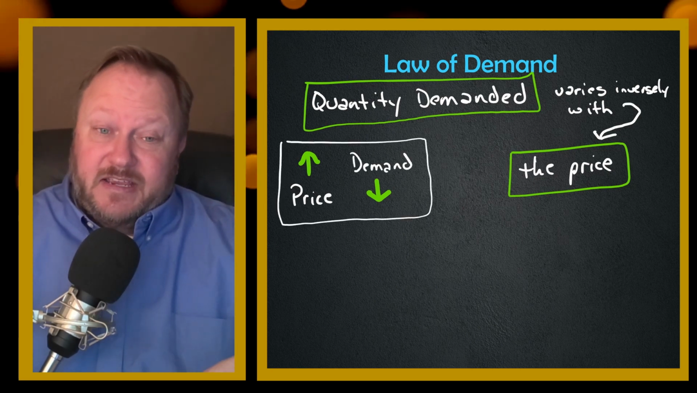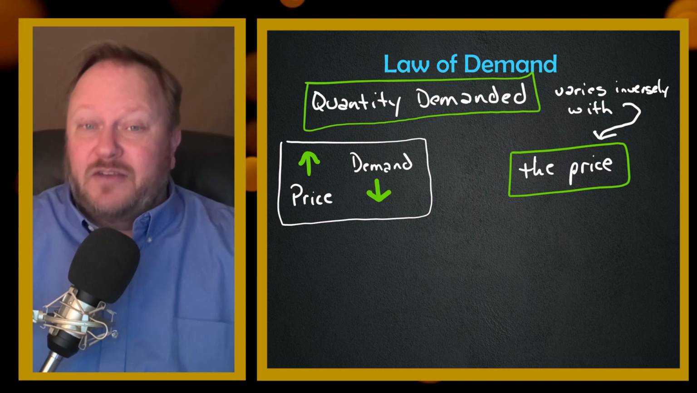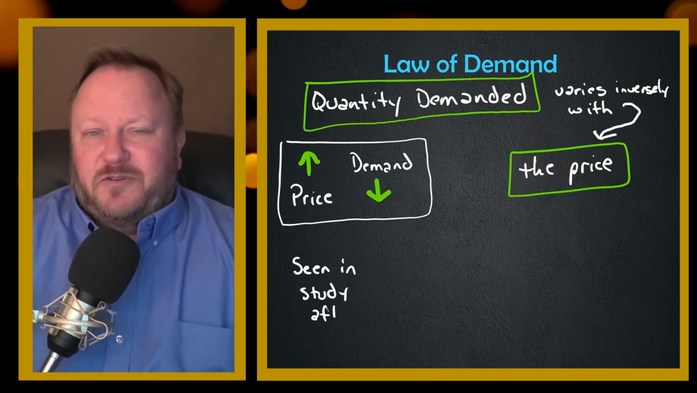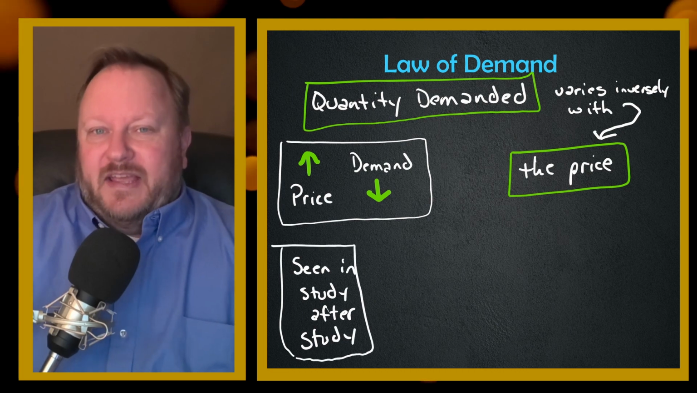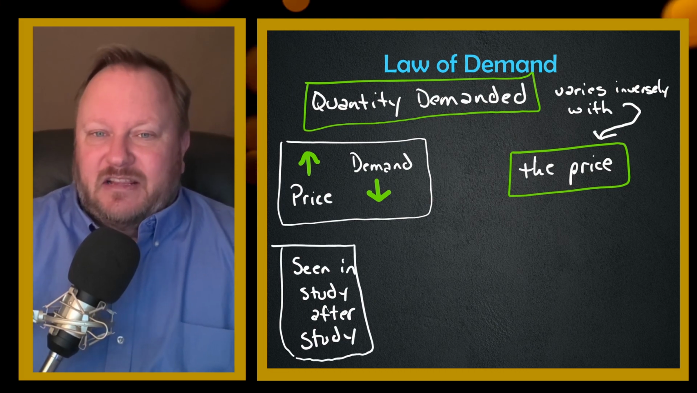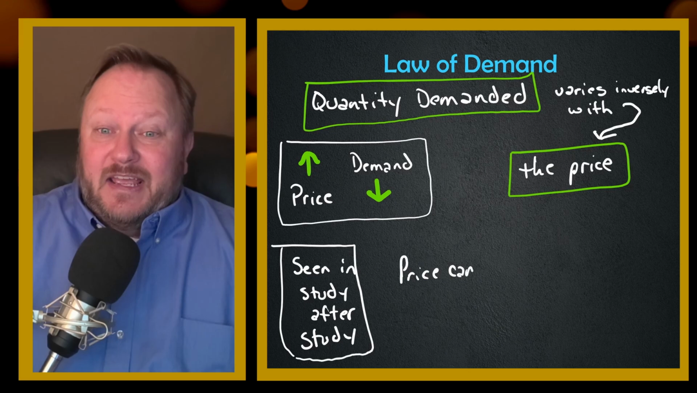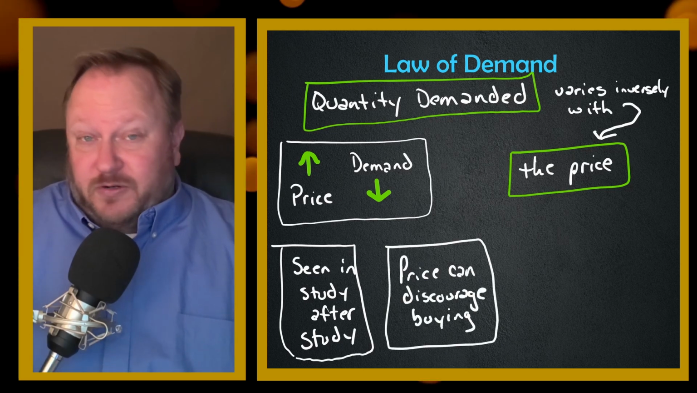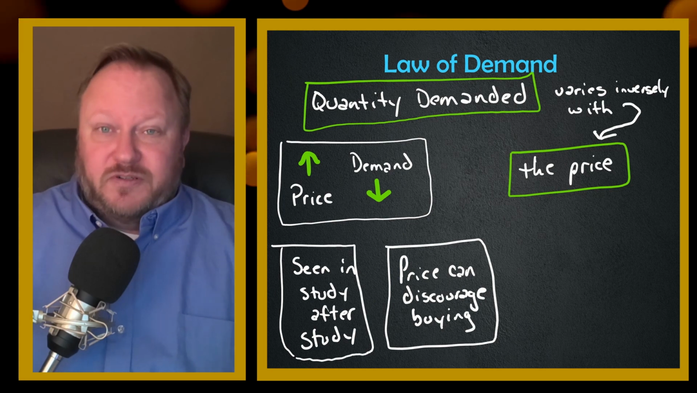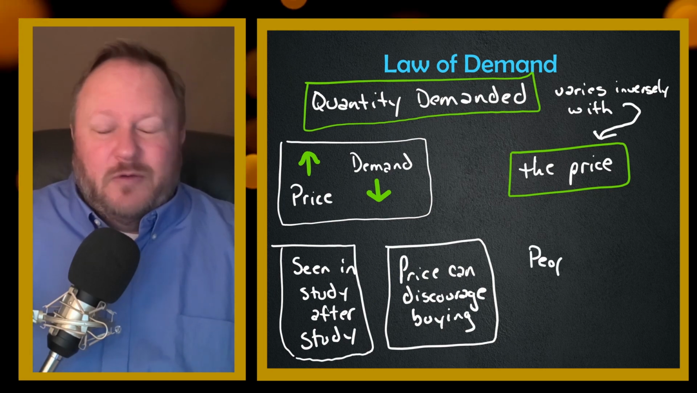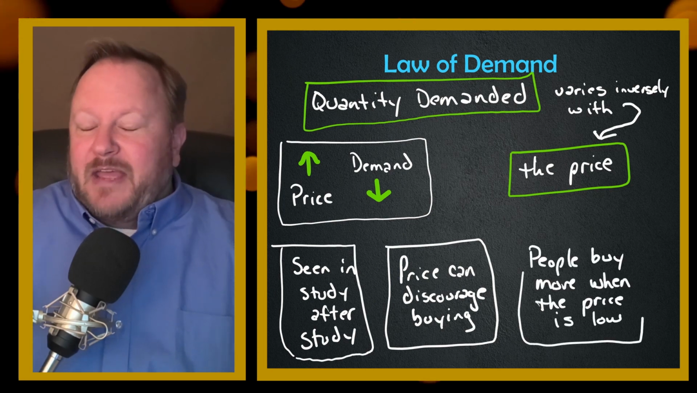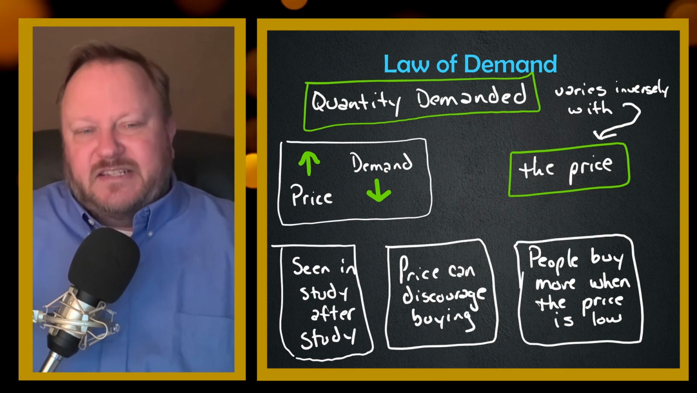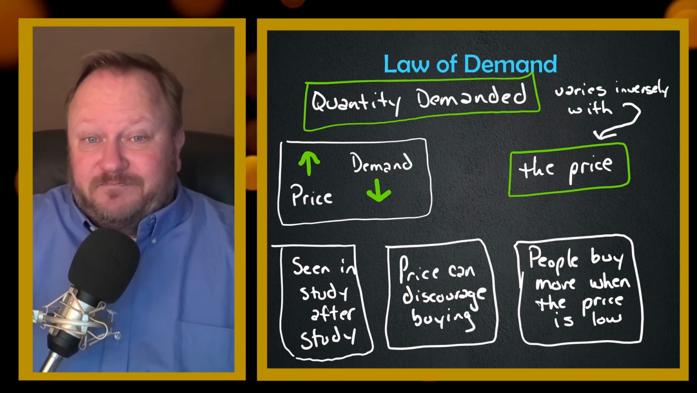And inversely, when the price goes down, the demand will go up. Now, we see this in study after study. The reason why we refer to this as a law of demand is that price can be discouraging to a person that's purchasing something. Price can cause a person to not purchase as much. We see this over and over again. When the price is low, people tend to purchase more. That's the law of demand.